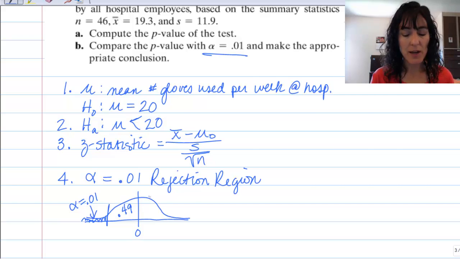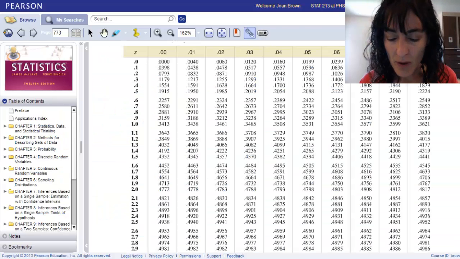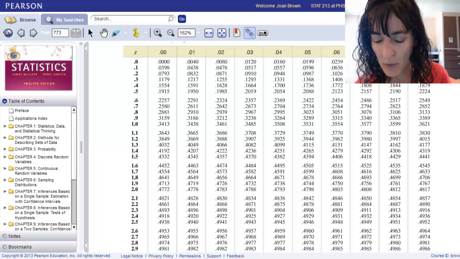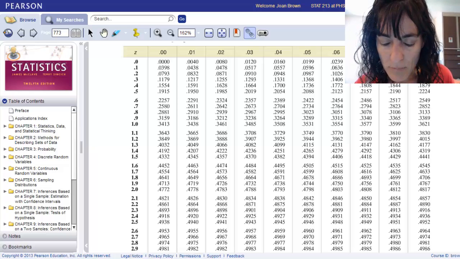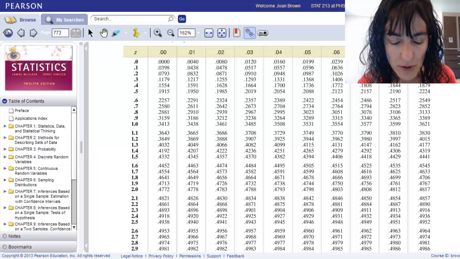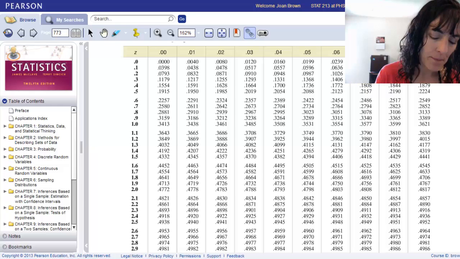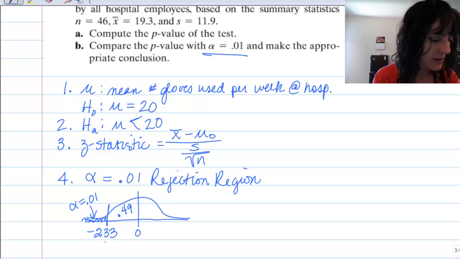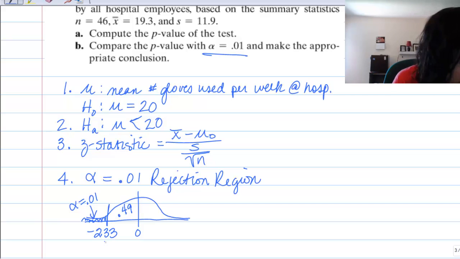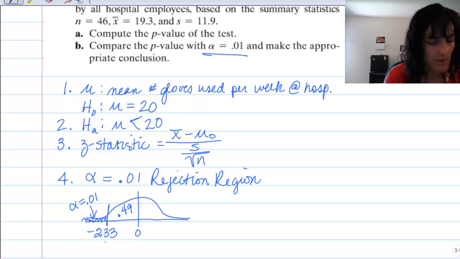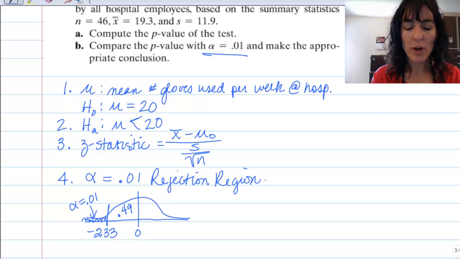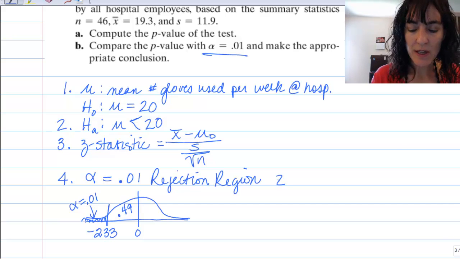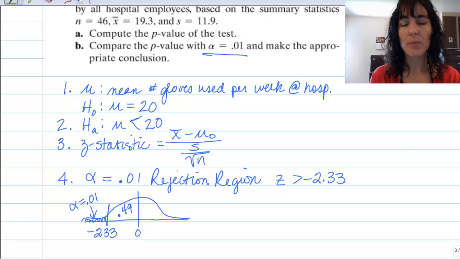A 0.49, and when we look that up in the middle of the chart, because it's an area, 0.49 is going to be 2.33. So negative 2.33 because it's on the left-hand side. Okay, and so we are looking at a rejection region of Z is less than negative 2.33.